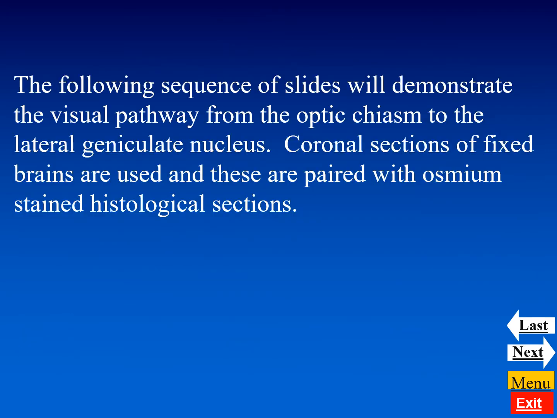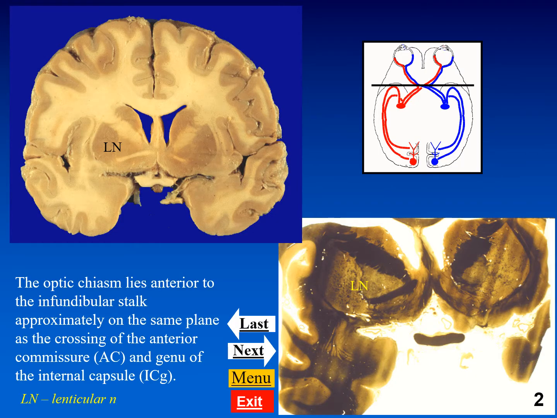The following slides will follow the visual pathway using two specimens on each slide, one of a fixed brain specimen and then the other an osmium stain histological slide. So in these two coronal sections of the brain, we can visualize the joining of the two optic nerves at the optic chiasm.